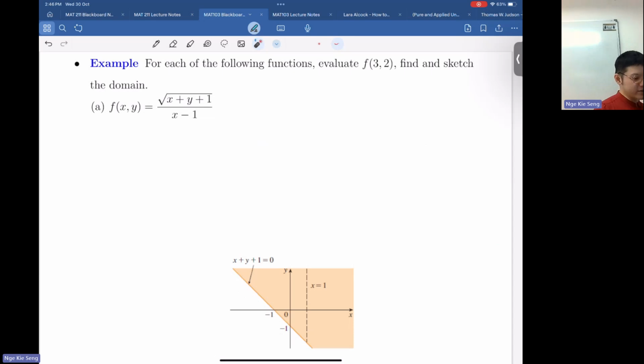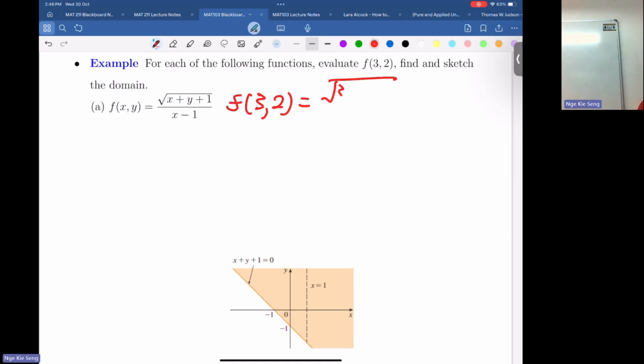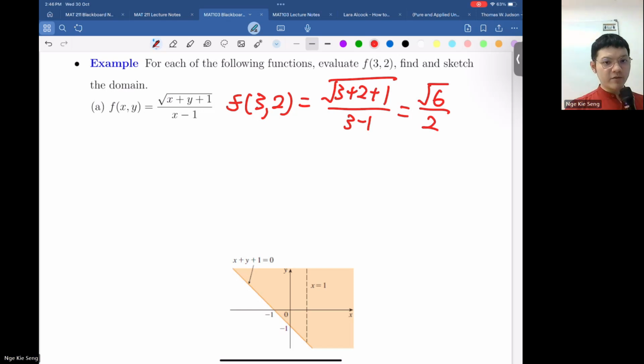Okay, so let's look at this function here. So first, a very easy exercise. Just compute what is f(3, 2). So basically, you just substitute 3 and 2. Very quickly compute what this is first. So f(3, 2) is just square root of (3 plus 2 plus 1) over (3 minus 1). Okay, so this is square root 6 over 2. So meaning at this point (3, 2), what's the height? The height is square root 6 over 2.